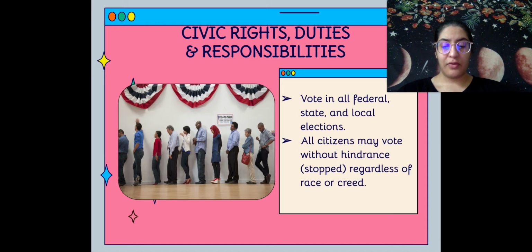and what laws do we want to work in our favor? What people do we want to be there representing our community, our people, our society? And all citizens are allowed to vote without being stopped because of their race or religion, whatever their creed is. That's our right to vote, our right to play our part in how the government functions.